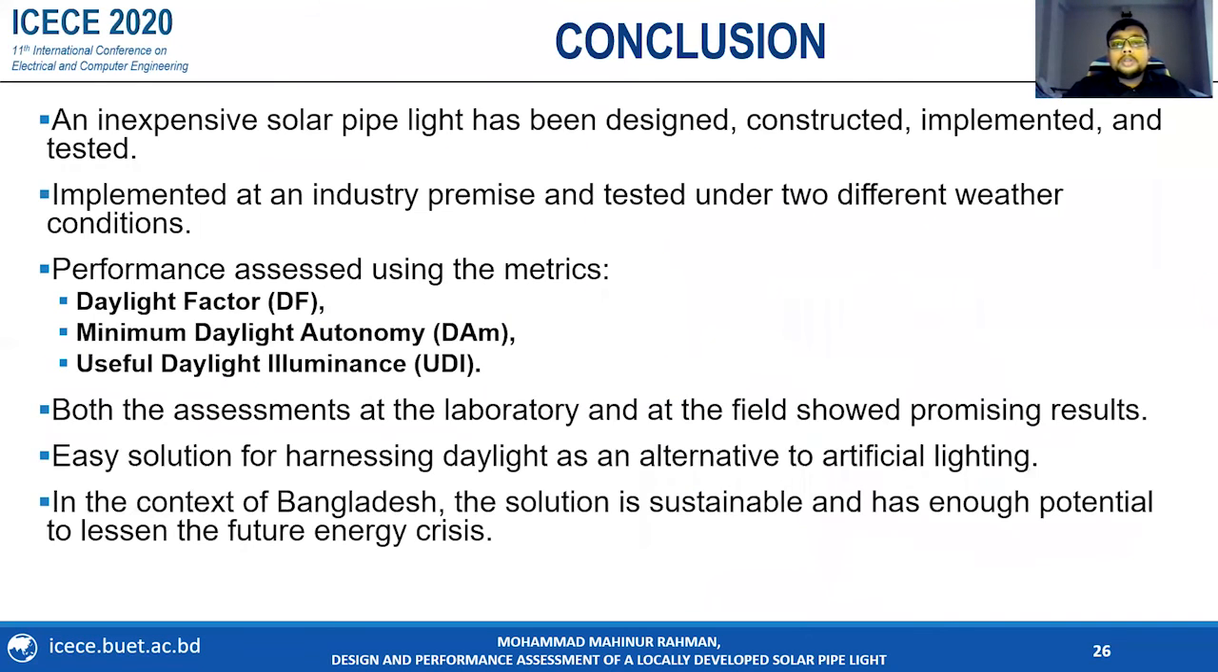Now moving into the conclusion. So in our paper we have designed, constructed, implemented and tested an inexpensive solar pipeline. We have implemented that in an industry premise and tested under 2 different weather conditions. The performance was assessed using 3 different metrics: daylight factor, minimum daylight autonomy and useful daylight illuminance. Both the assessments at the laboratory and the field test shows promising results, and thus the solar pipeline is an easy solution for harnessing daylight as an alternative to artificial lighting, and in the context of Bangladesh the solution is sustainable and has enough potential to lessen the future energy crisis.